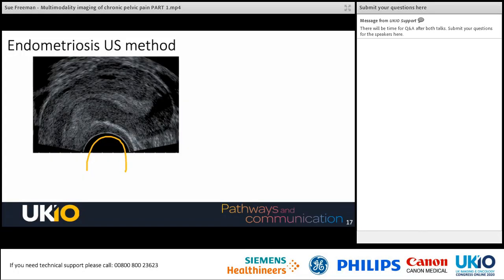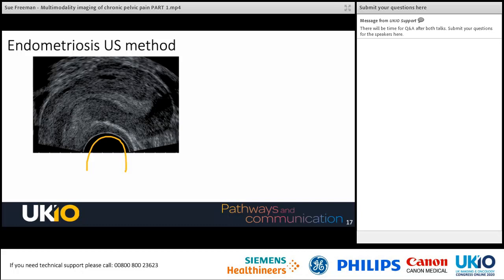We now need to place the ultrasound probe carefully into the posterior vaginal fornix. If this manoeuvre is uncomfortable for the patient, please look very, very carefully for endometriosis. And it's with the probe in this position that we now need to look at the torus uterinus, which is the junction between the uterine body and the cervix. It's probably the most common place to find endometriotic deposits.